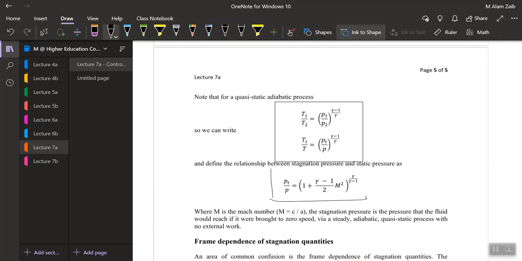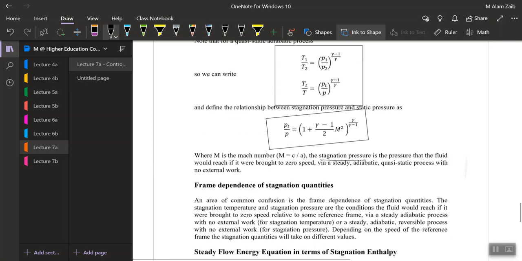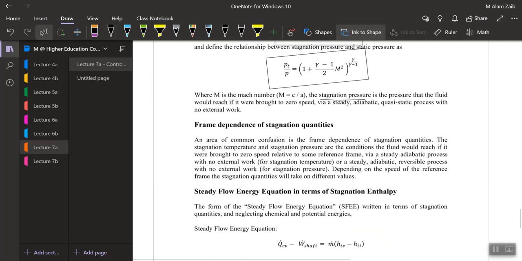We are not supposed to derive this equation, but for the stagnation pressure, our equation would look something like this, where M is the Mach number. Mach number is equal to C by A. Please check your book for further detail. The stagnation pressure is the pressure that the fluid would reach if it is brought to zero speed by an adiabatic quasi-static process with no external work done.